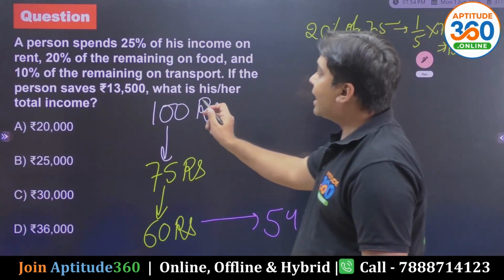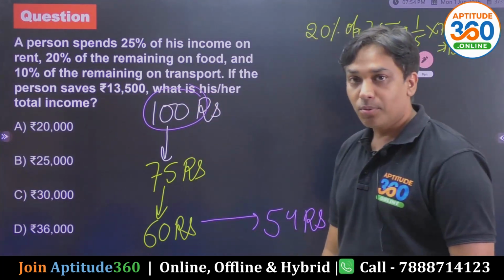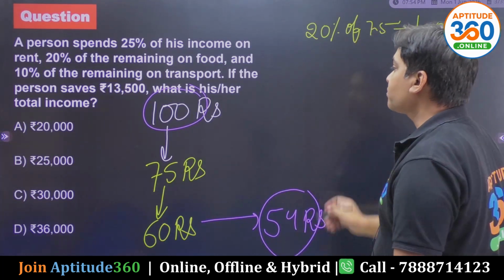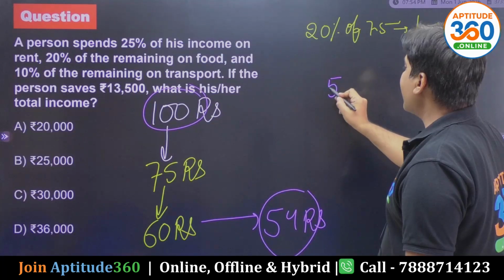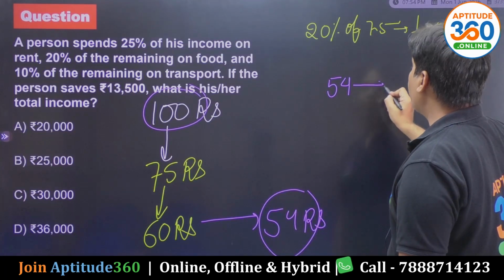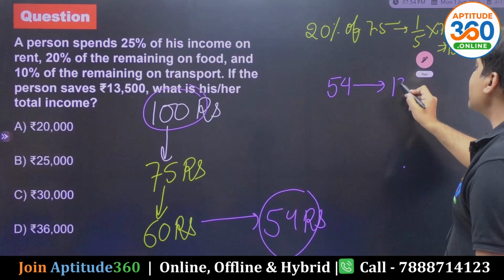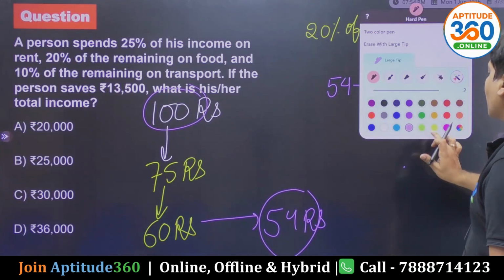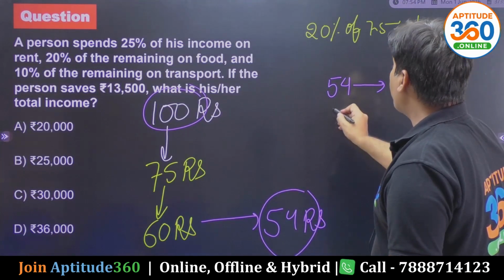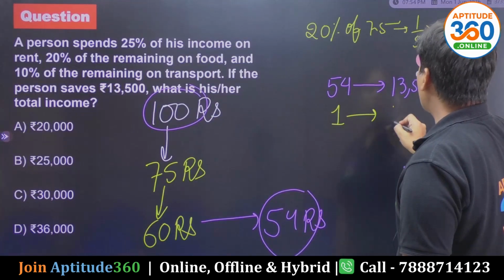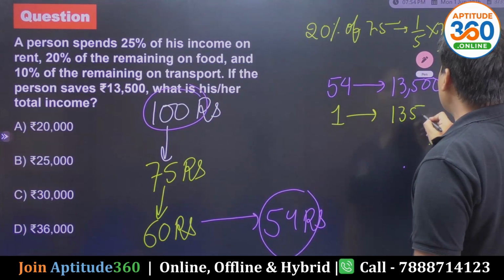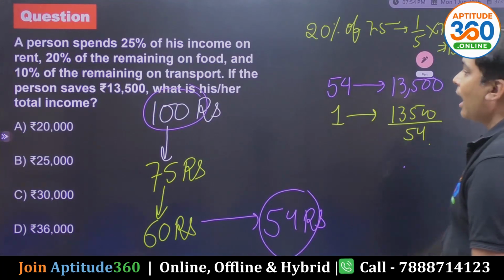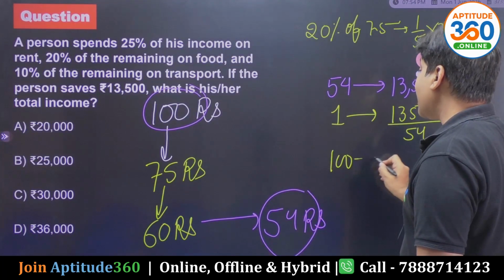If the income is 100, right, then the person is going to be left with 54 rupees. As per the problem, what did I say? Our 54 rupees as per the problem is 13,500 rupees, isn't it? So 1 rupee is going to be 13,500 upon 54 rupees for the problem, and our 100 rupees, which is the total income that we have assumed.